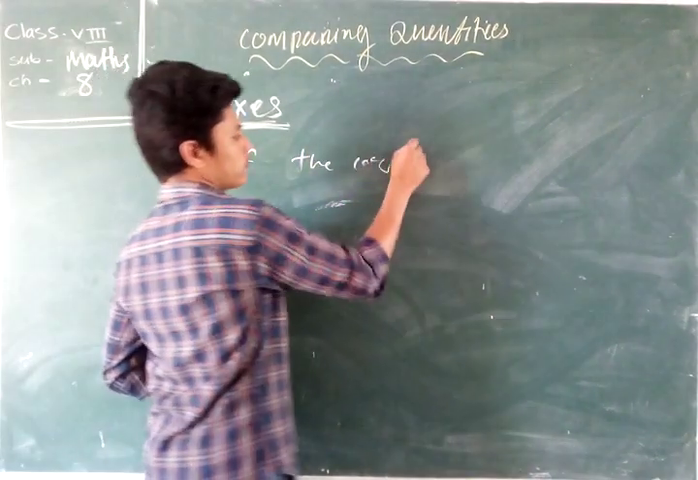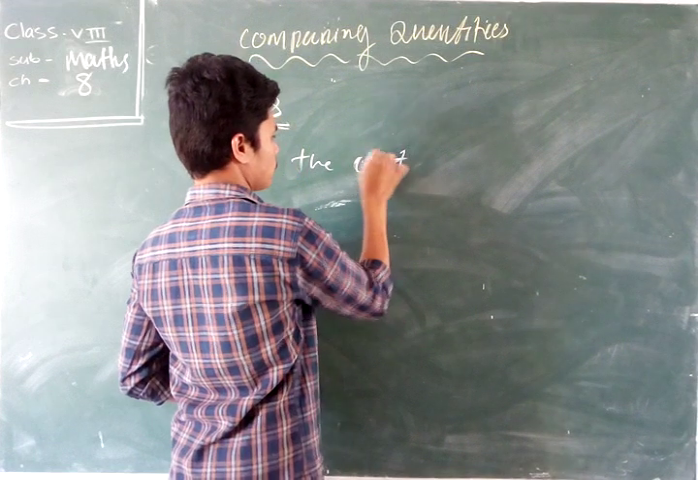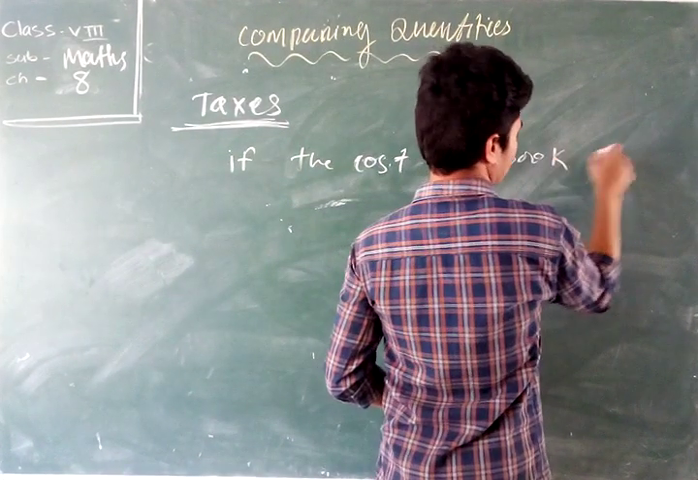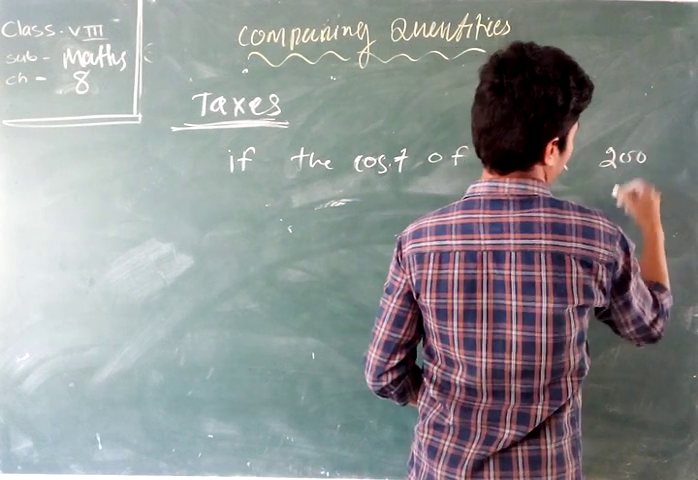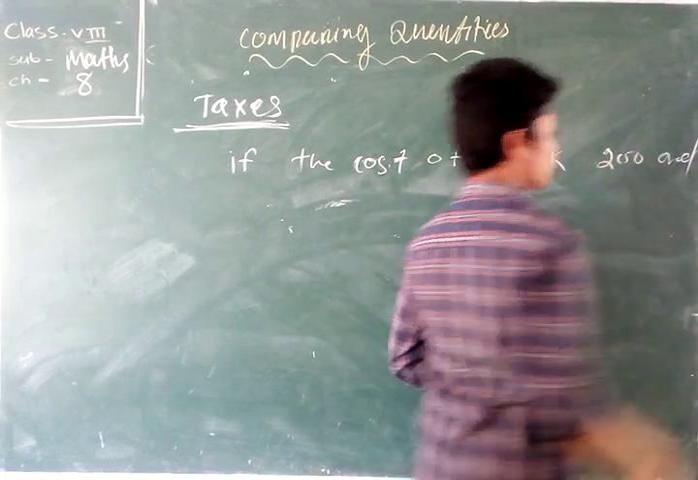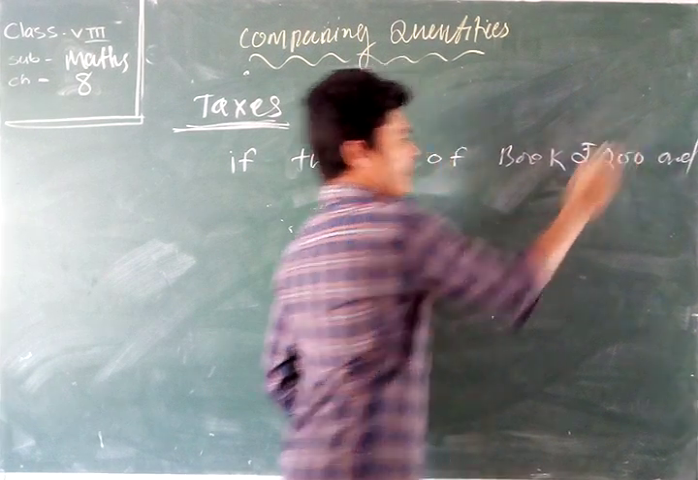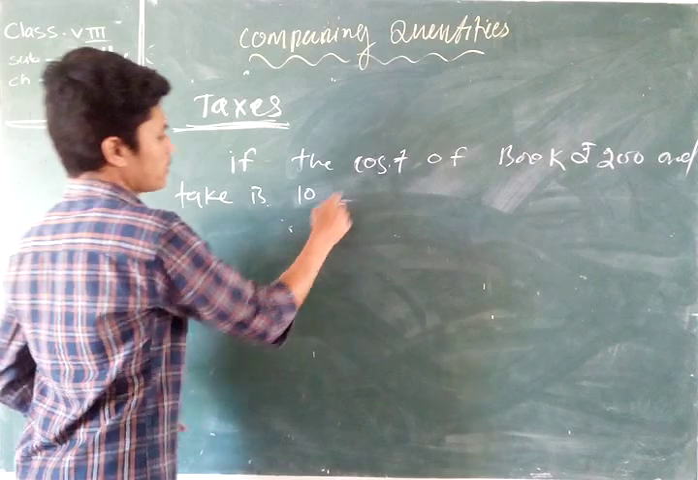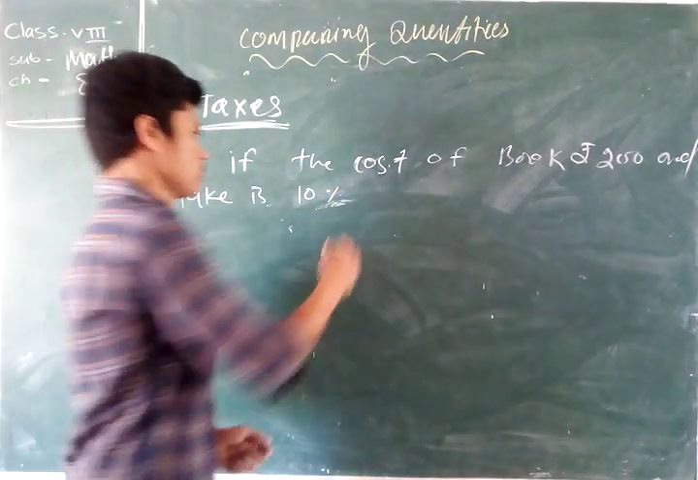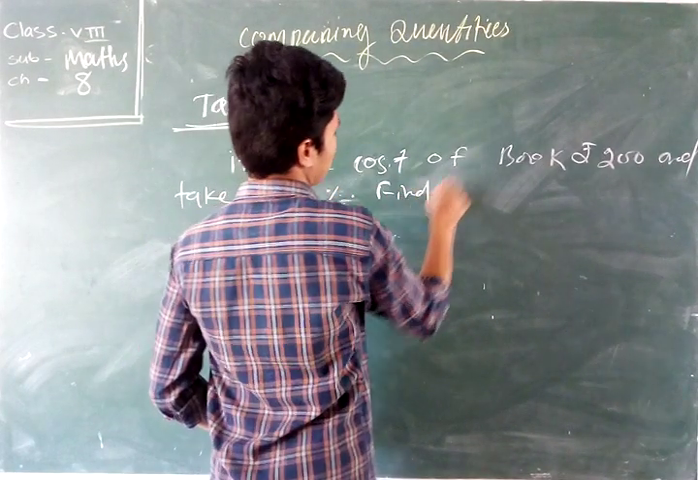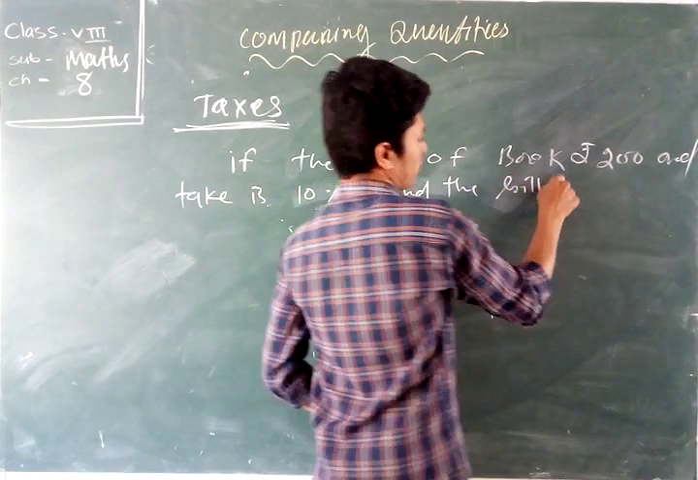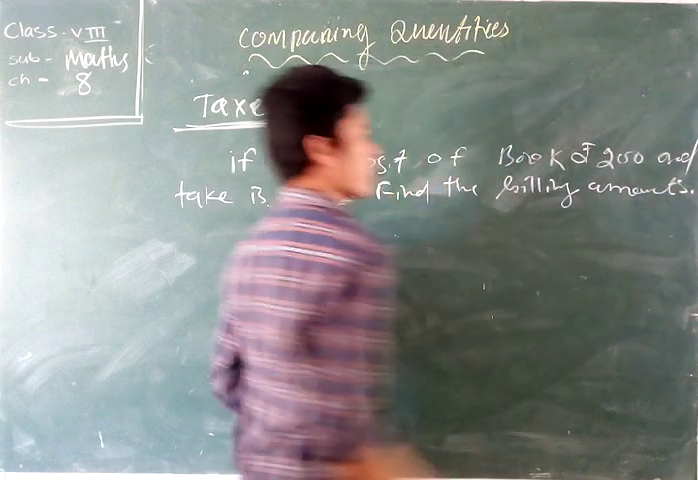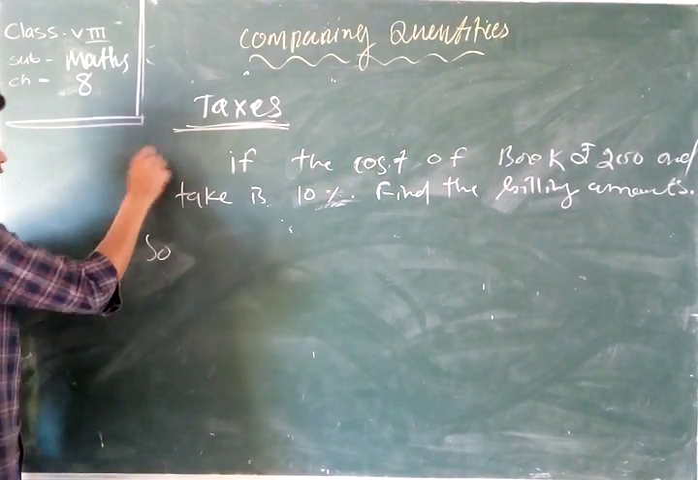Okay, taxes mean what? The cost of rupees 200, and the tax is 10%. Then find the billing amount. Then how do we find it here? Okay, this is the question.